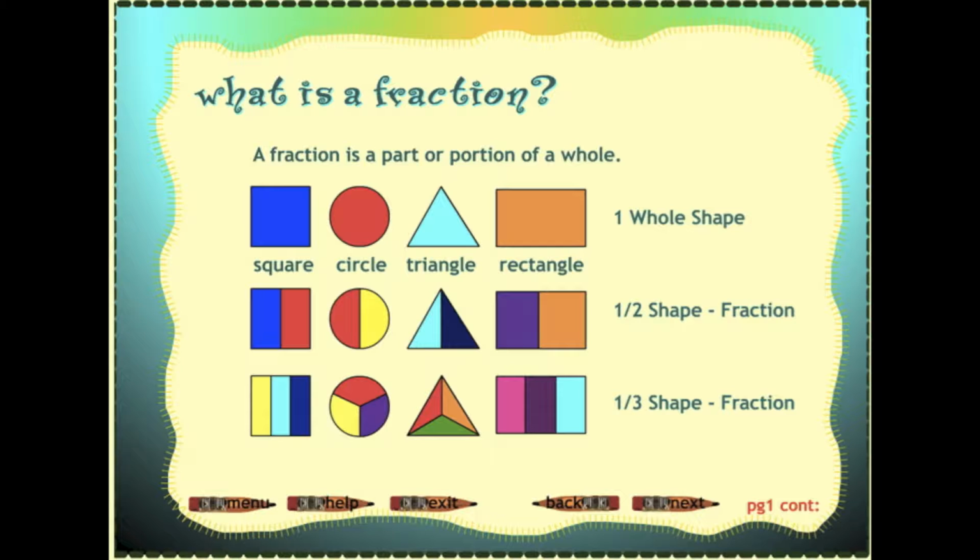And then they do the same thing with a third of the shape of the square, circle, triangle, and rectangle. So they split the shapes into 3 equal parts, and those 3 equal parts put together would equal the whole part.